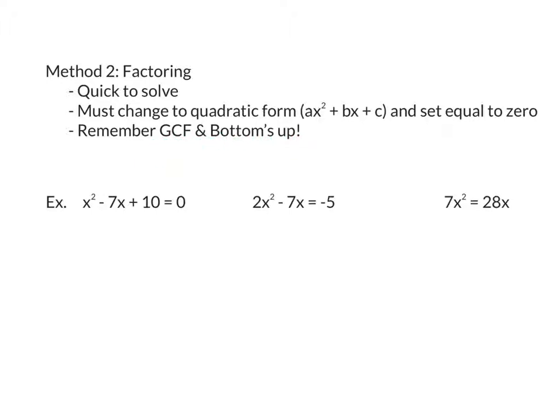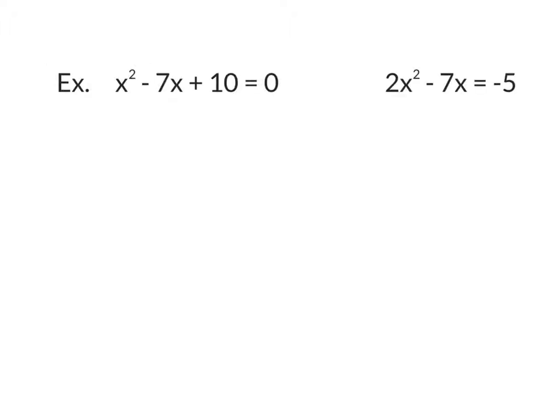So let's focus in. We're going to do 3 quick examples. All right, so this first one is already set up for us. It's in quadratic form, and I know that because I've got x squared, and then the x, and then just a number. And it's already equal to 0, so I know I'm ready to start. So we're going to kind of ignore that 0 for just a minute and set up our factors.